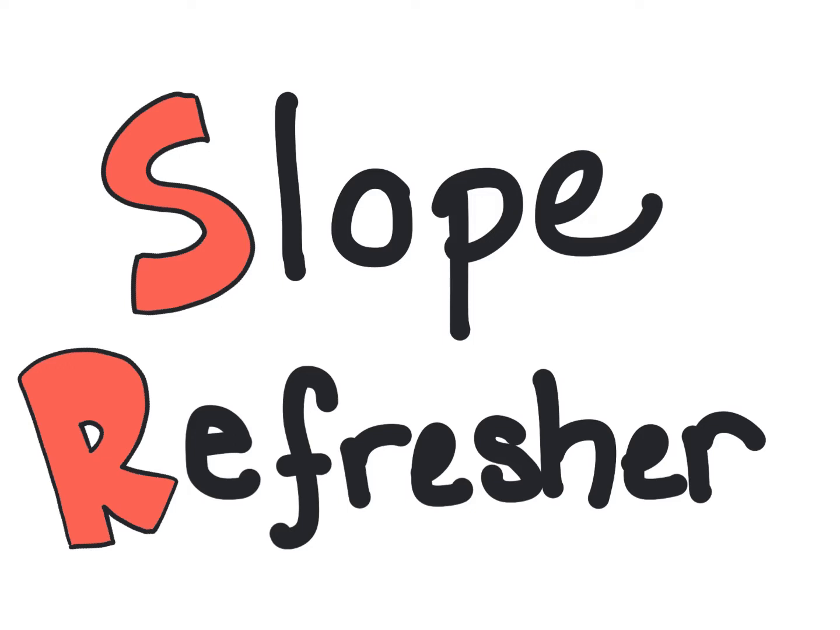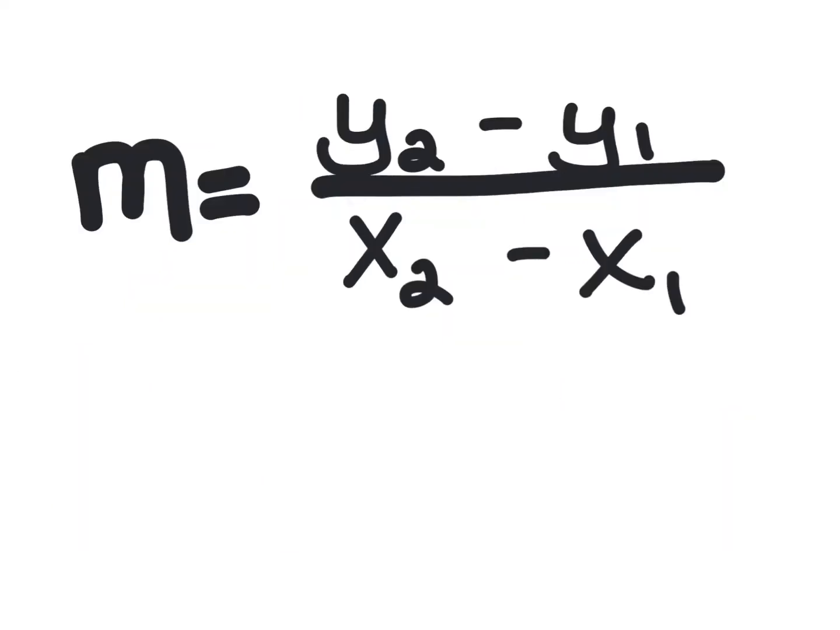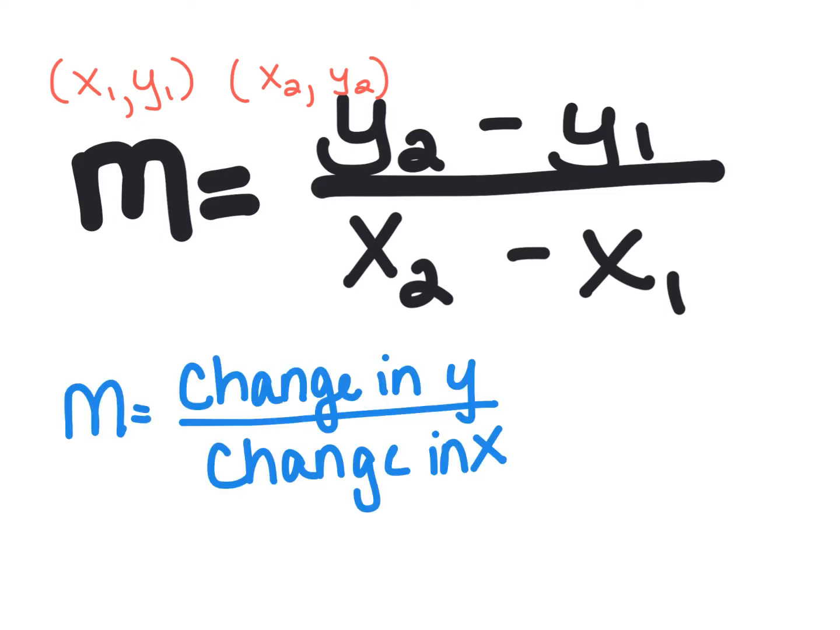Here's a very quick refresher on slope. Slope is the steepness of a line, and it can be calculated using the formula y2 minus y1 over x2 minus x1, where x1, y1, and x2, y2 just represent a first point and a second point. Slope is the change in y over the change in x, sometimes written delta y over delta x.